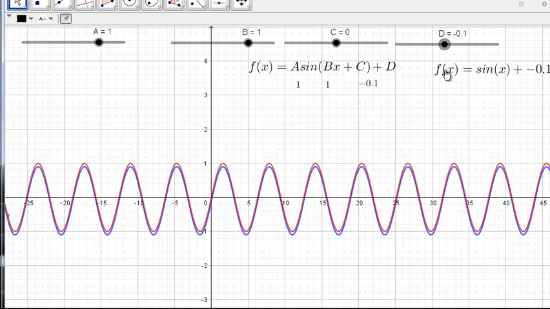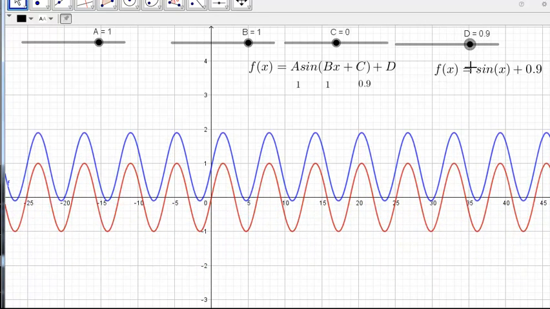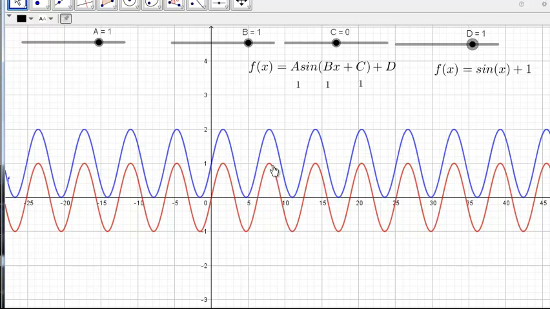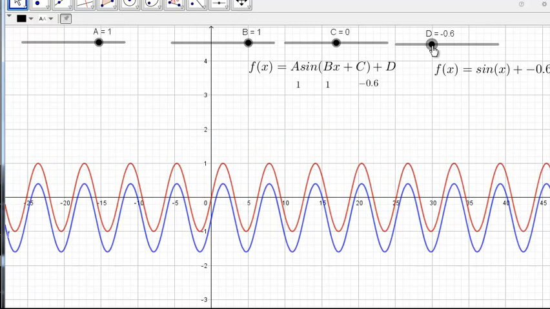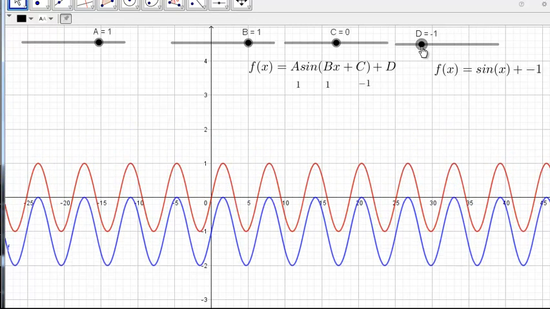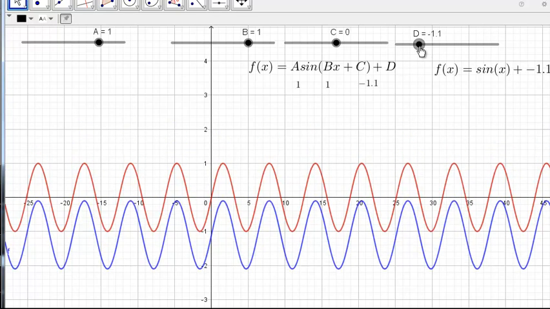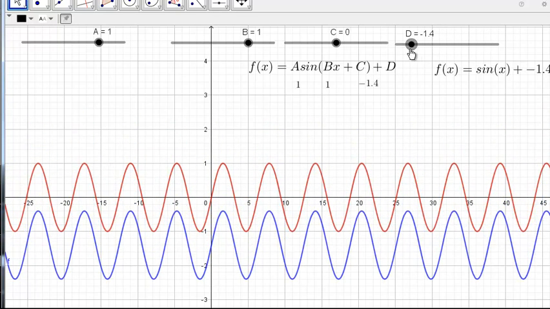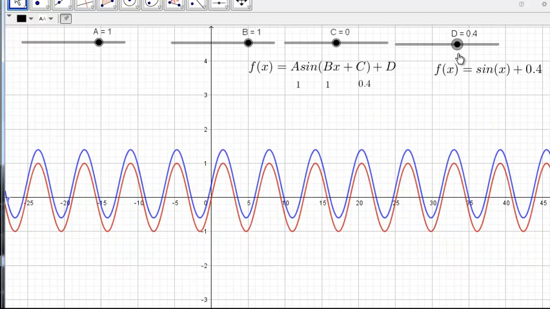So if I increase it by 1 to a value of 1, notice this point that was here at 1 is now at 2, and way down here, this point that was at -1 is now at 1. Of course, I can also move it the next way. So we just want you to get an idea of this. Notice this point was at 1, now it's at 0. This point was at -1, and now it's at -2. So we can vary the vertical position of our graph by simply varying this parameter here.